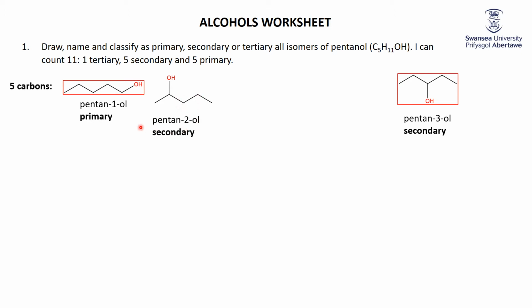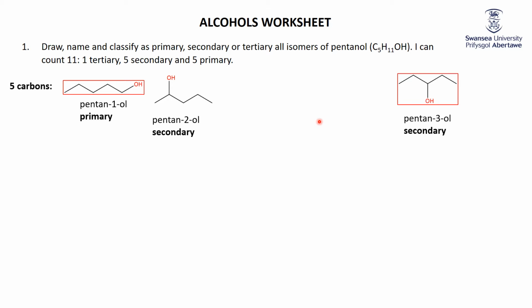Now, let's make sure we see that this is a primary one, because the carbon to which this is attached only has 1 other carbon on it. This is a secondary one, because the carbon to which it's attached has 2 carbons. And this also is a secondary one, because the carbon to which it's attached also bonds to 2 carbons.